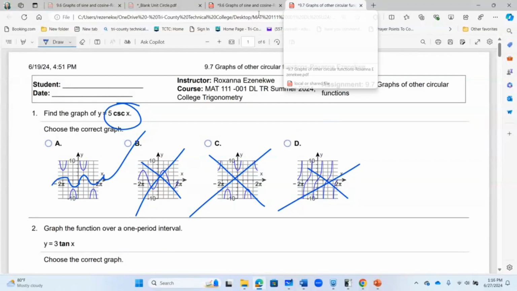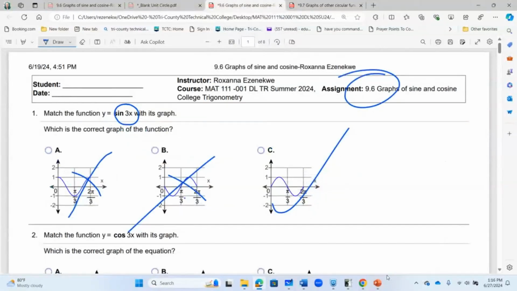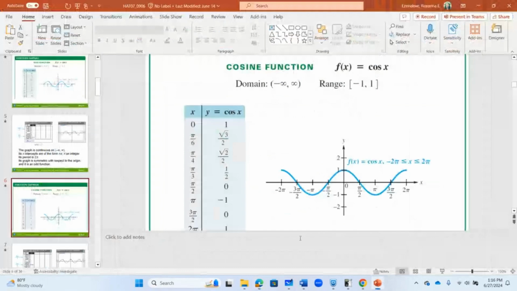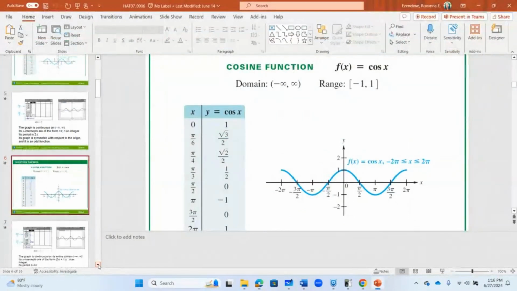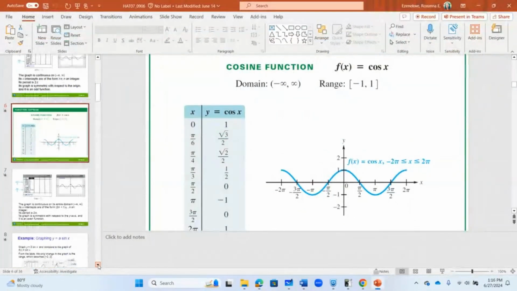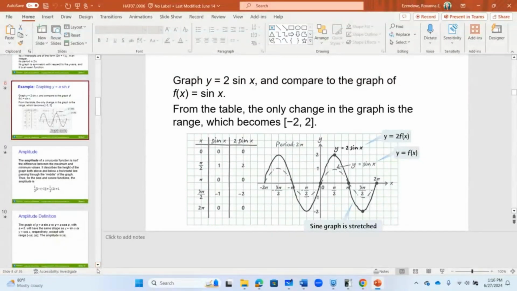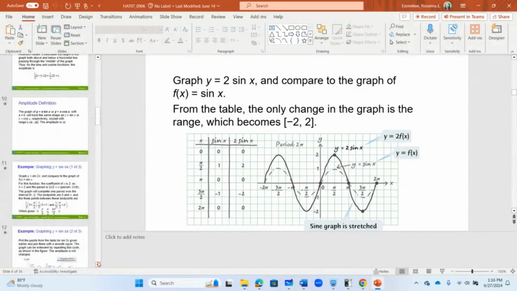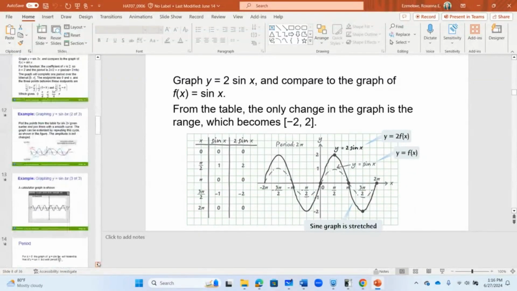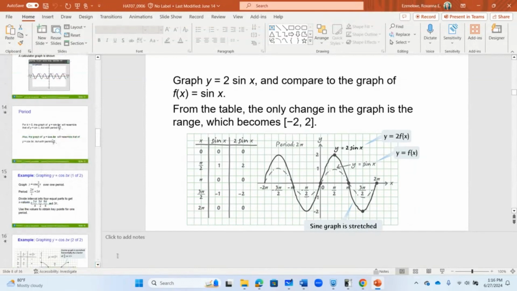So what other properties do they have? Let's go to the PowerPoint. We want to know what other properties they have. Then we shall later on graph. Look at this one. We have something we call amplitude, period, and phase shift. We're going to go there later on. But for now, the simple sine and cosine curve is what we are interested in. Okay, so these are the sine and cosine.